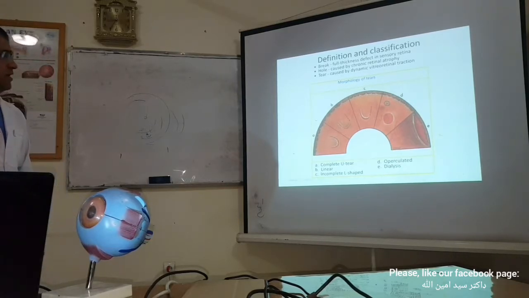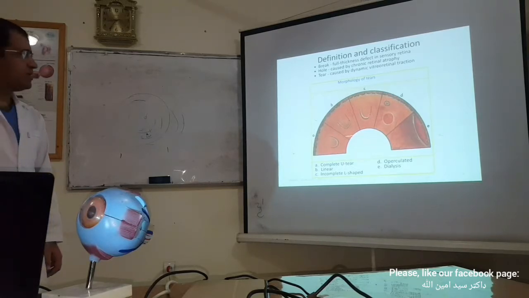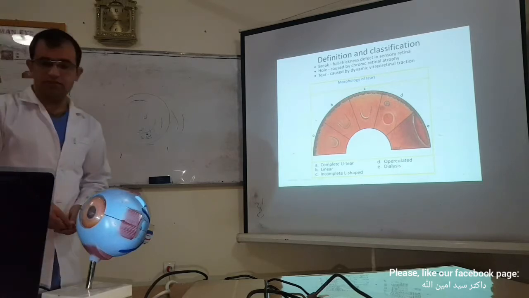And this is an incomplete L-shaped tear, and also this one is going to be the linear one, but all of them look like horseshoe tears. And this, we can also call the U tear, U shape or horseshoe shaped tears.